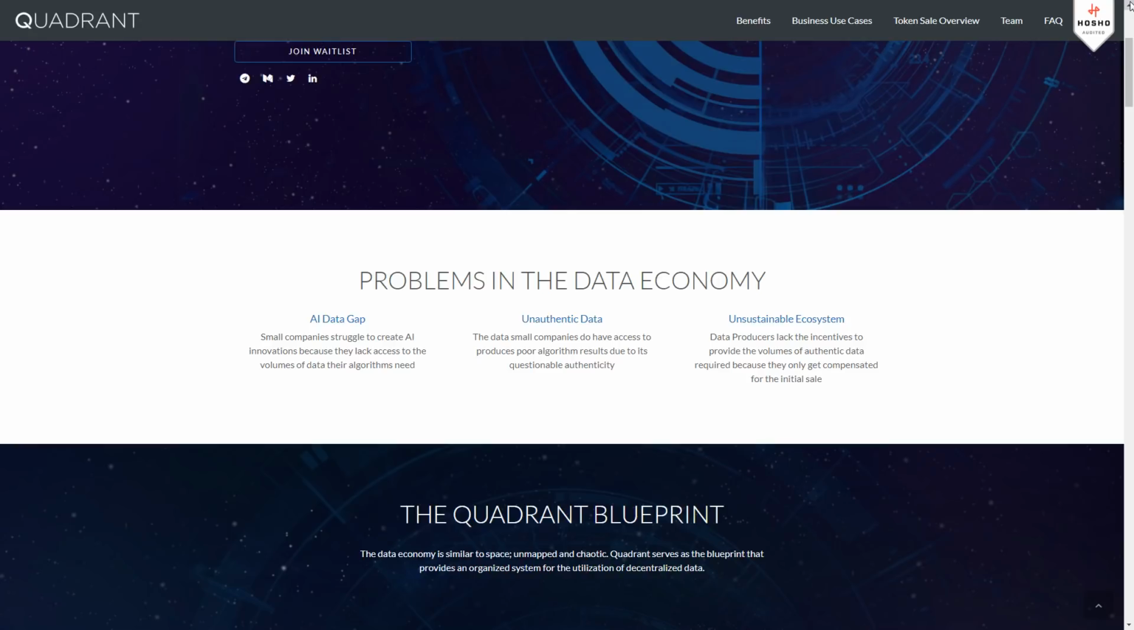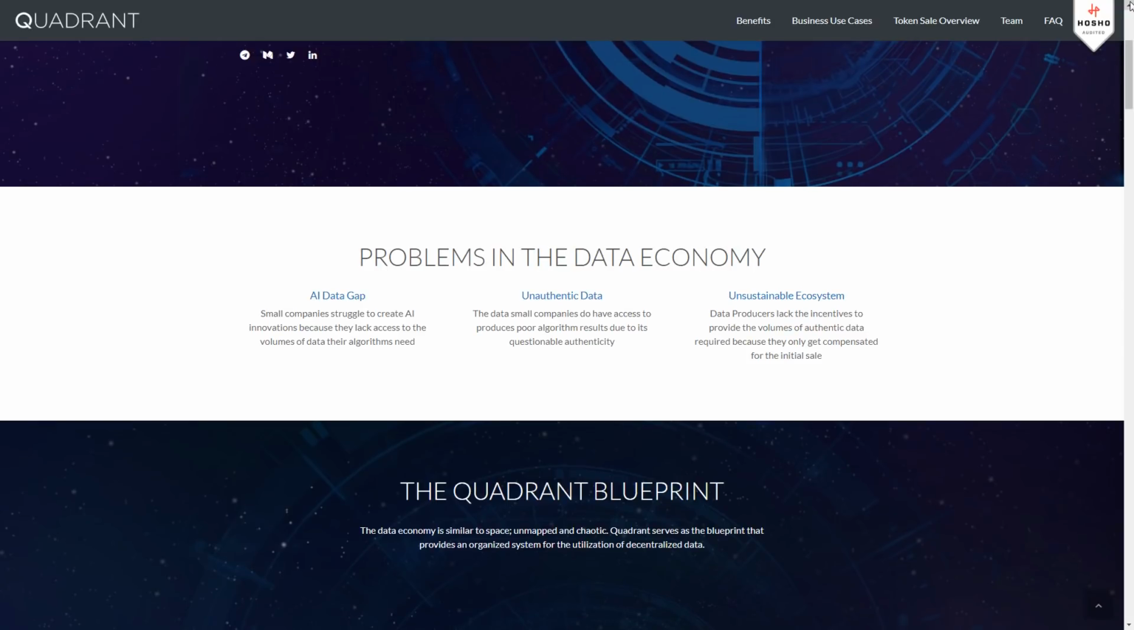Atomic data producers, or else ADPs. At this level of the data value chain, the biggest problem is that the ADPs are not paid their fair share of revenue made by the data that they produce. Individual data has little value on its own. Its real value is derived when it's combined with other datasets.